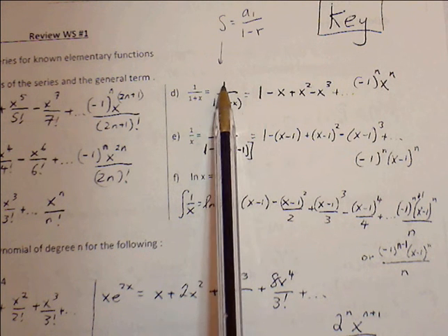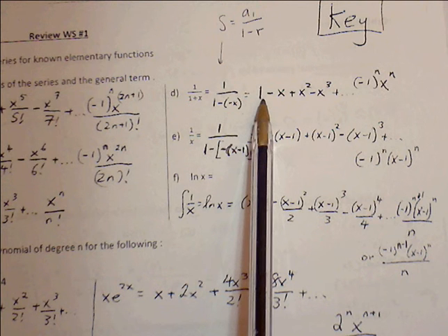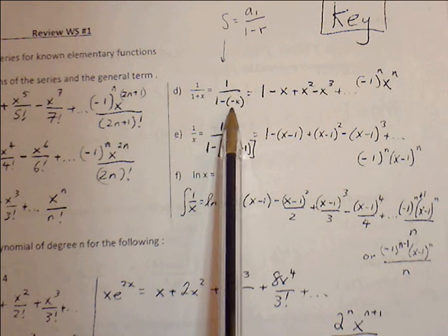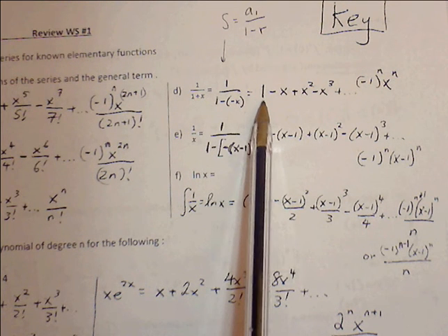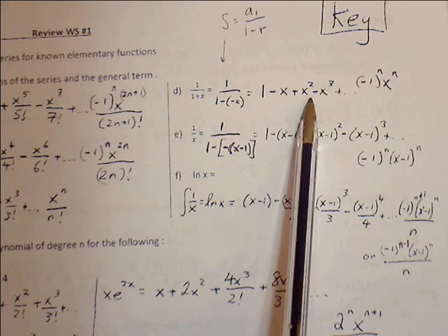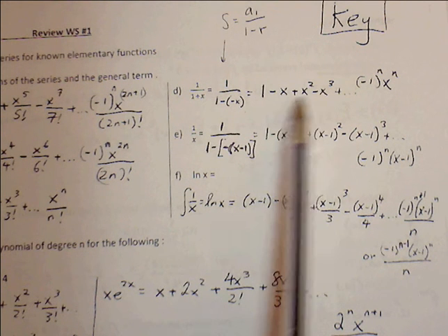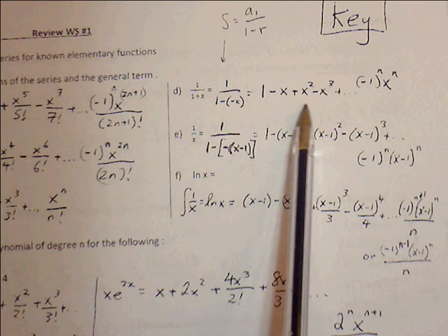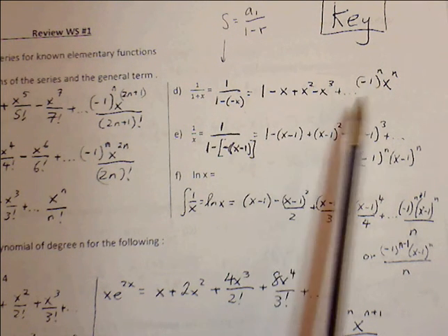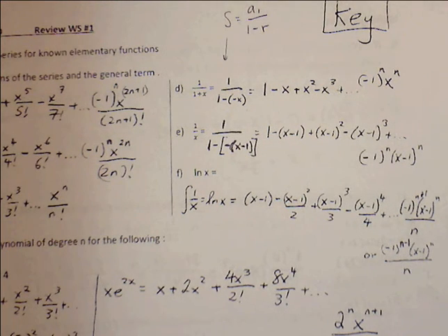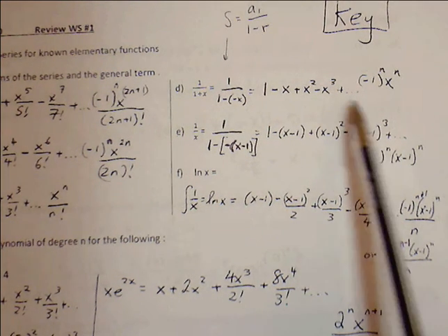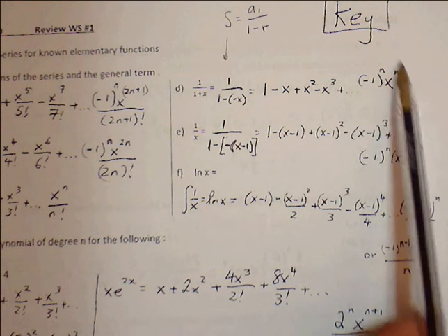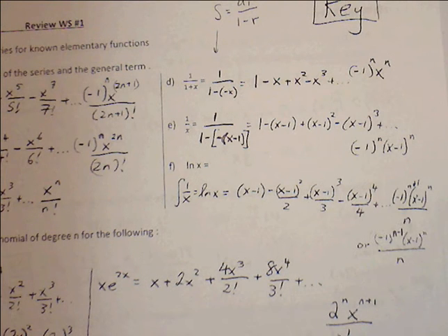So first term is 1, and then each term we multiply by the common ratio, which is negative x. So 1 times negative x is negative x, times negative x is x squared, times negative x is negative x cubed. If we think of it as a geometric series, a lot of times it's easier to find the terms for that series. And the general term is simply negative 1 to the n times x to the n, and it does take a little bit of guess and check sometimes to get there.